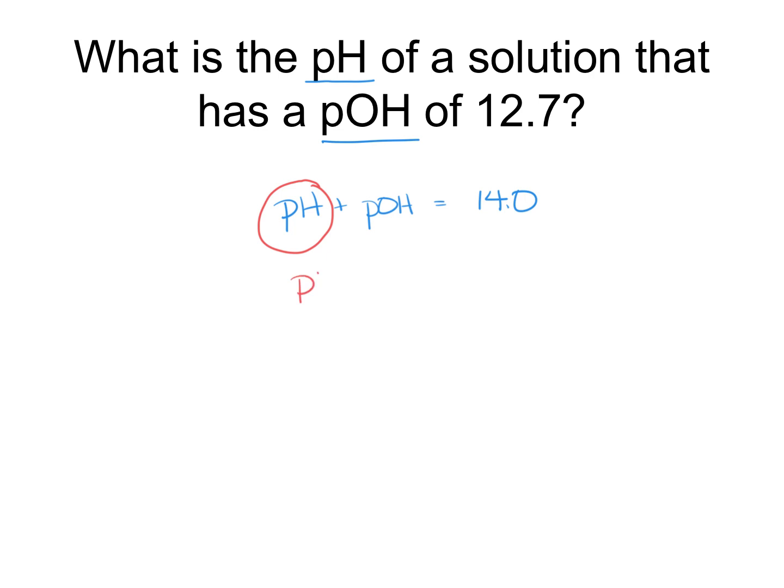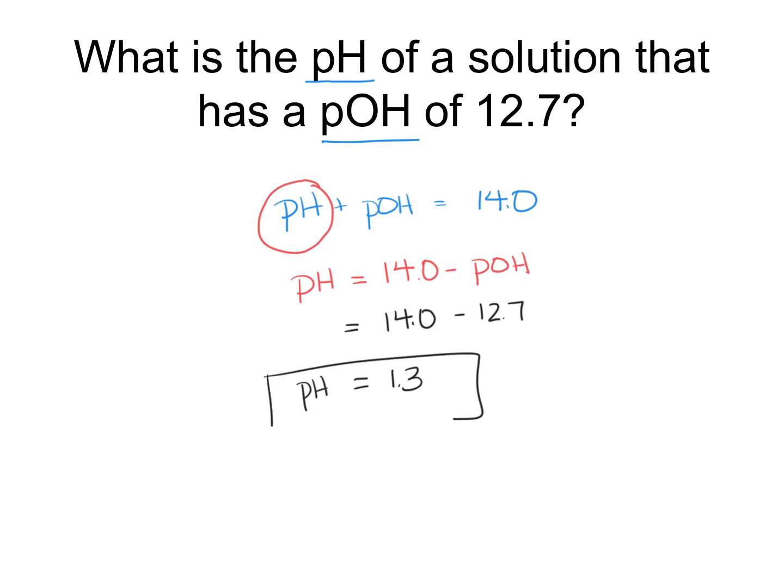And so I know that pH equals 14 minus the pOH, right? I've just subtracted pOH from both sides. And so I can just plug in 12.7 for my pOH, and now I have the pH, which is 1.3. And that's it. So that relationship is really helpful when we're trying to solve either the pH or the pOH, given one or the other.